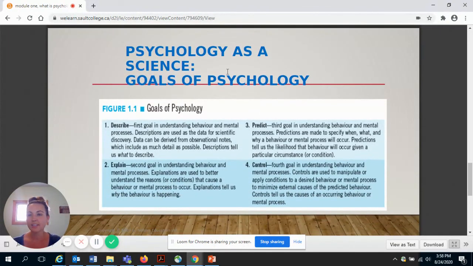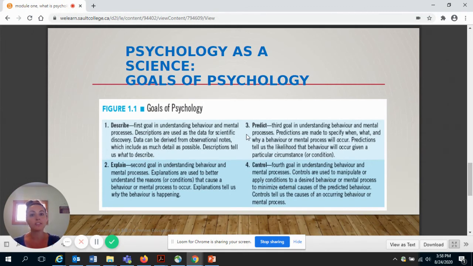So here is the goals broken down in a chart as well. So describe, so just kind of will reiterate it again. The first goal is understanding behavior and mental processes. So descriptions are used for scientific discovery. The second goal is to explain. So explanations are used to better understand the reasons for the conditions that cause the behavior or mental process to occur. So why is the behavior happening?